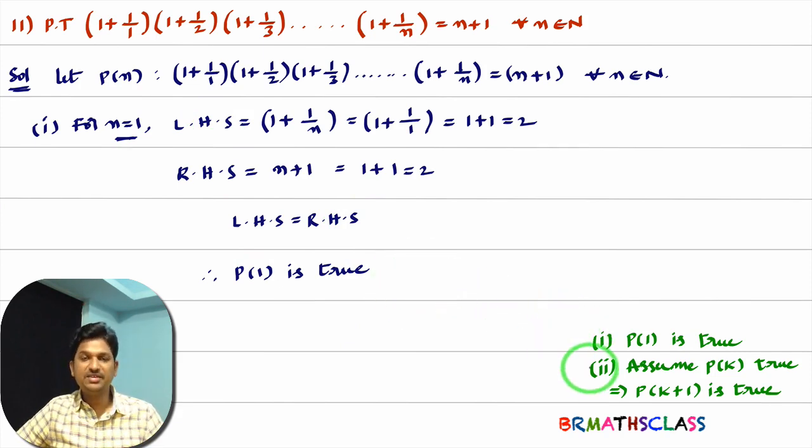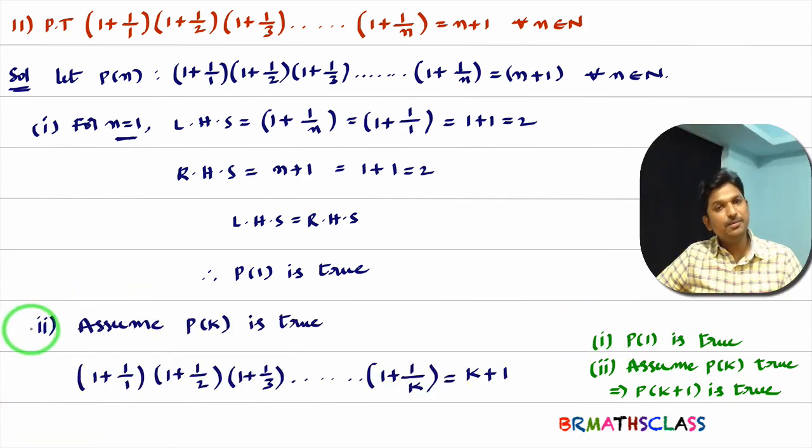Now we need to prove the second thing. What is the second thing? You assume p of k is true, and by assuming p of k is true, we need to prove p of k plus 1 is true. Let's see how we prove it. Second part. You observe here, I assumed p of k is true and I wrote p of k. How do you get p of k? In this p of n, wherever n is there you write k. Then you will get p of k.